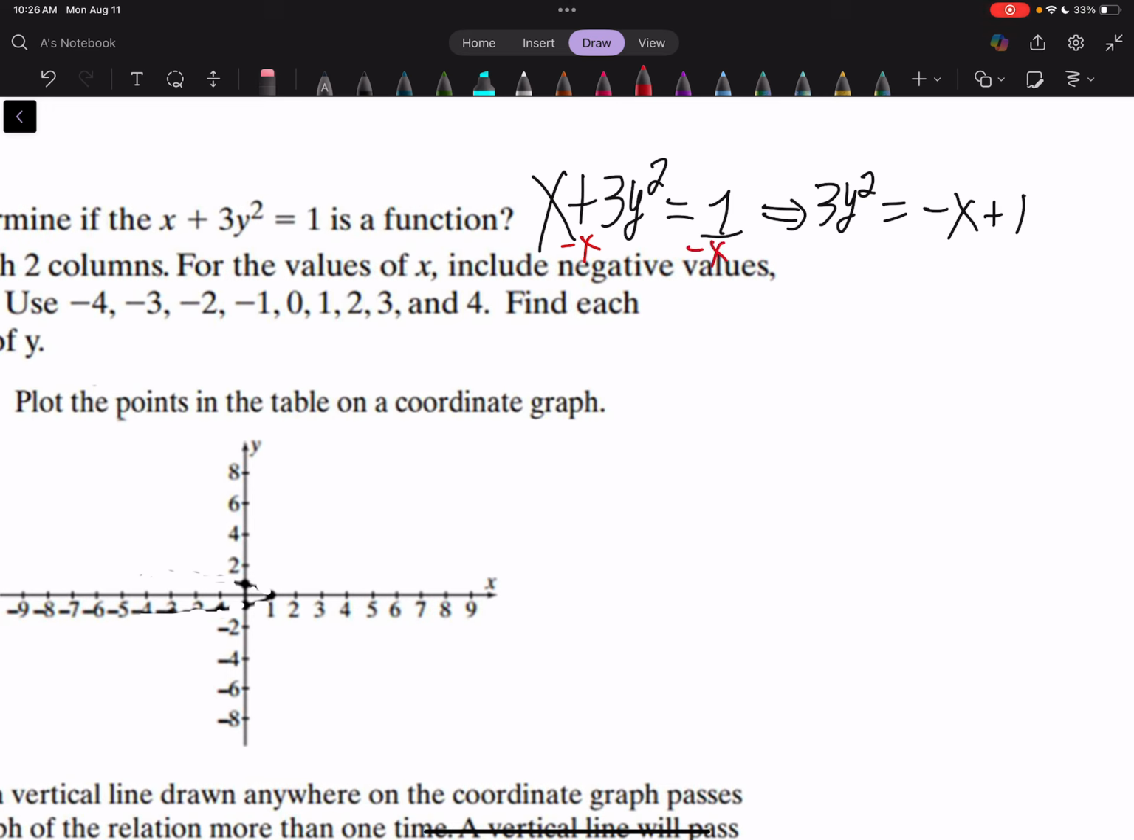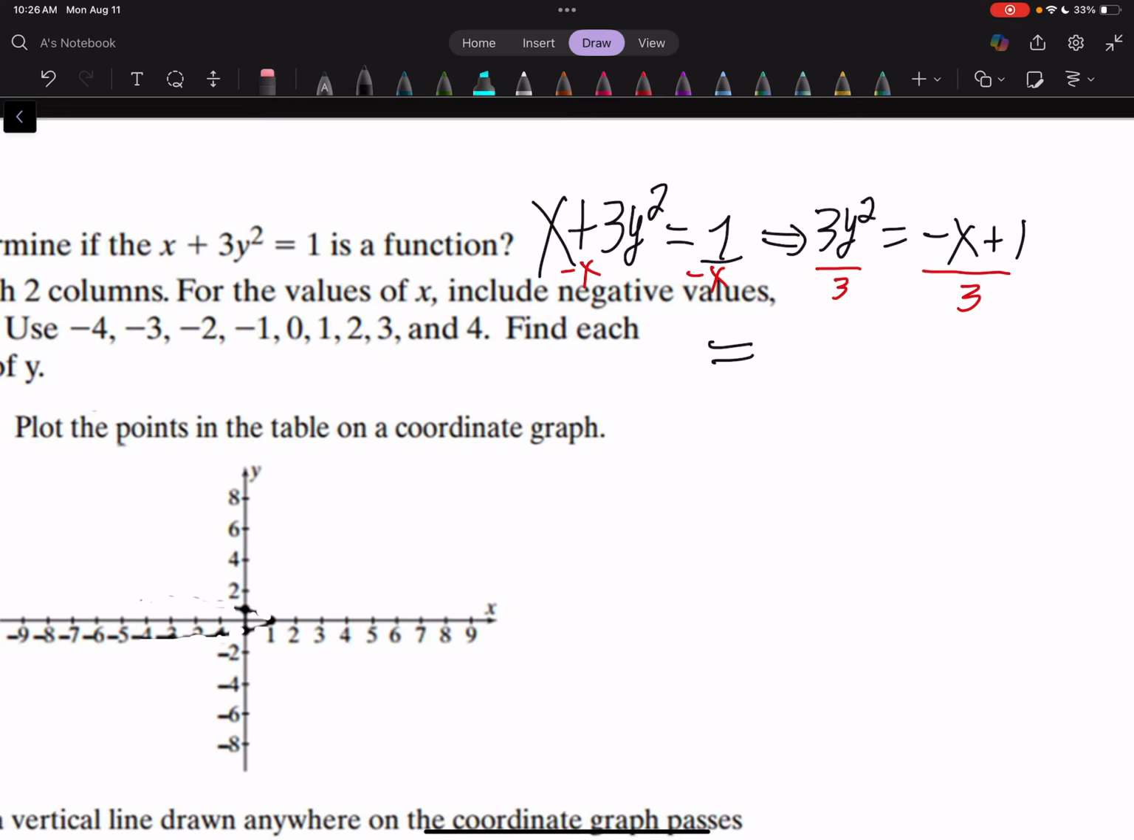There, to show you what I did. The next thing I want to do is divide by 3. And this gets me y squared is equal to negative x over 3 plus 1/3. Lastly, to solve for y, I need to take the square root.